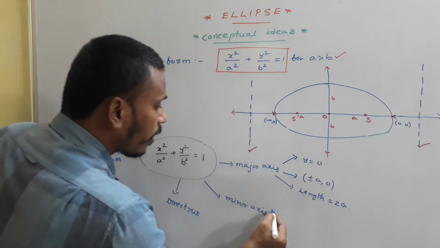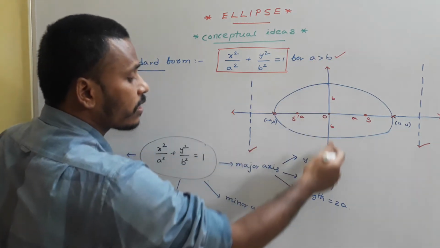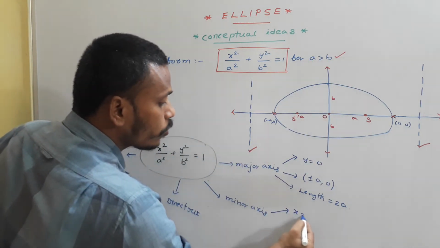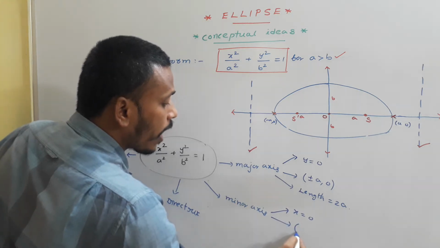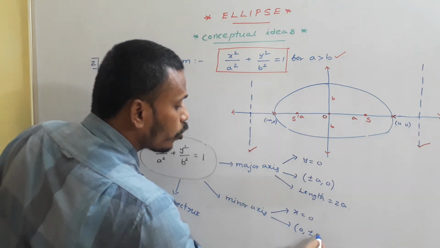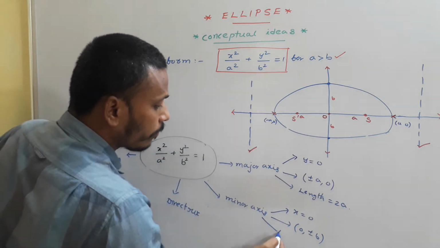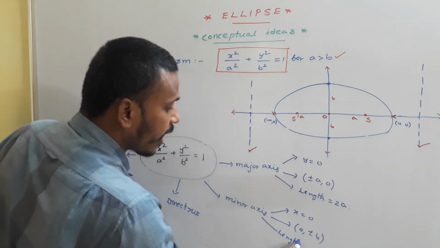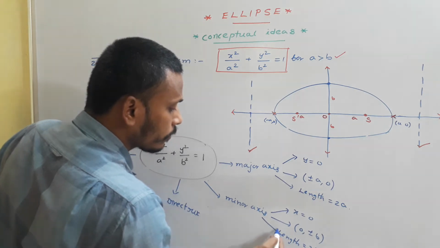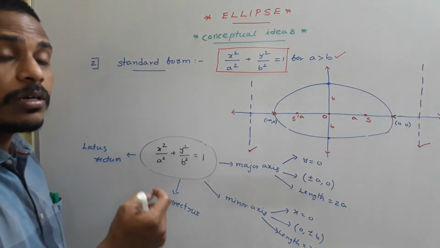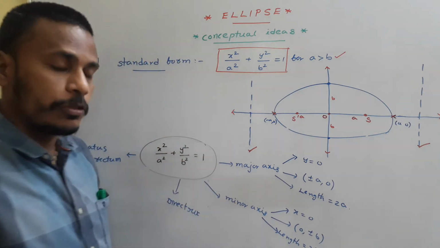Okay. Similarly, coming to minor axis. Minor axis is this vertical line which is y-axis, whose equation is x equals 0. And points of that minor axis are (0, ±b). Length of this minor axis is 2b. And as I said, sometimes we use the word length of semi-minor axis, which is b.